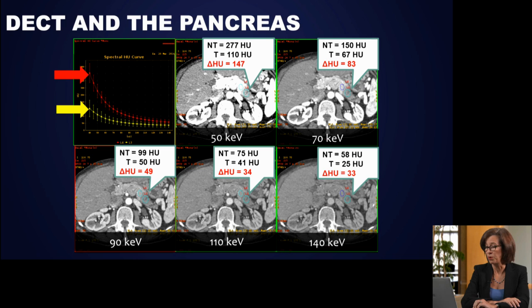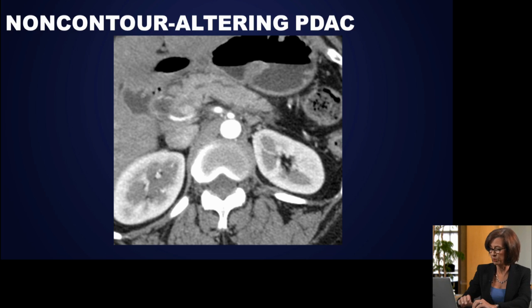So if we look at the numbers and apply the images to the spectral curve, you can see that all the attenuation, all the Hounsfield unit numbers go up at the low energies, but so does the delta between tumor and non-tumoral tissue. So you definitely want to be looking at the 50 or 52 keV images when you're trying to find a soft tissue lesion in the pancreas or even in the liver or other solid organs of the abdomen. So here's what it looks like in real practice.